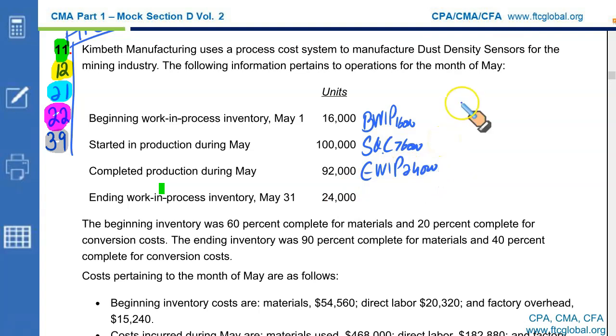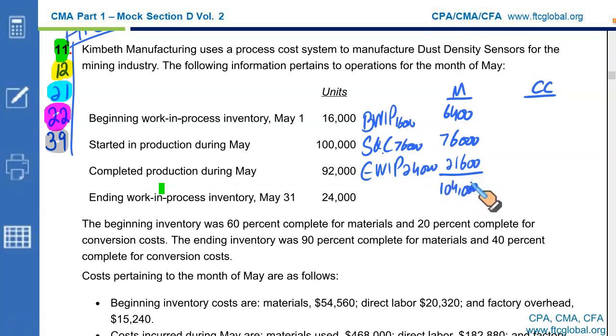All right. Now let us calculate the EUPs for material and EUPs for conversion cost. It says that 60% of material was already added in the previous period in your beginning work in process. That means we would have added the remaining 40%. So it's going to be 16,000's 40%, which is 6,400. Started and completed, by definition, are always 100% complete. Ending work in process for material is 90% complete, so you multiply 24,000 ending units by 90%, which gives you 21,600. If you add all of these, you will get 104,000. These are the EUPs of material.